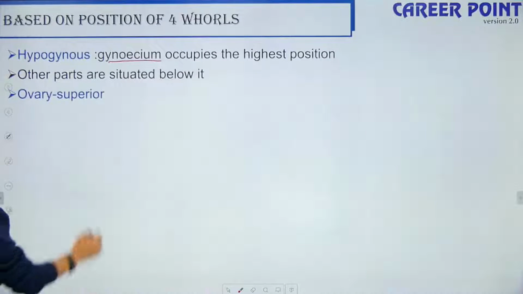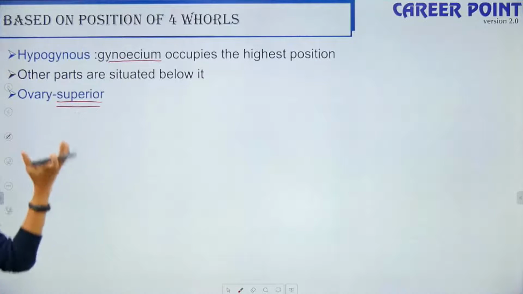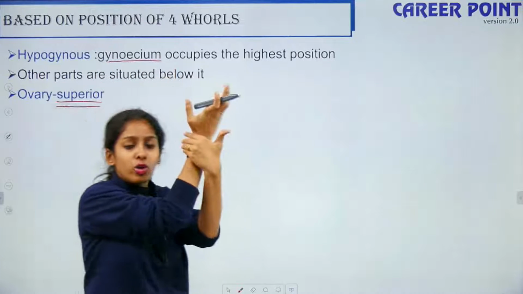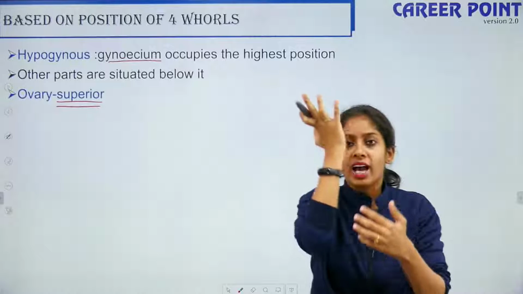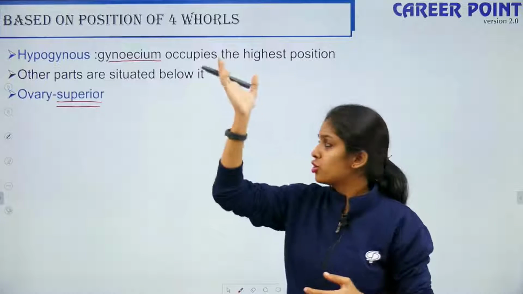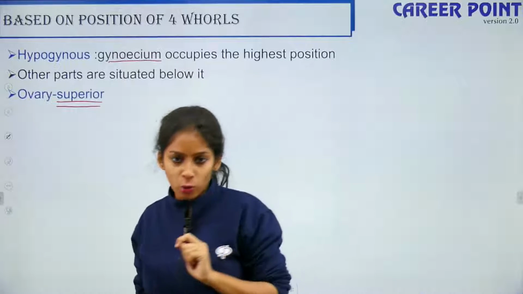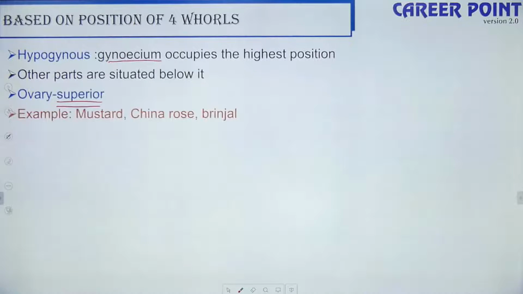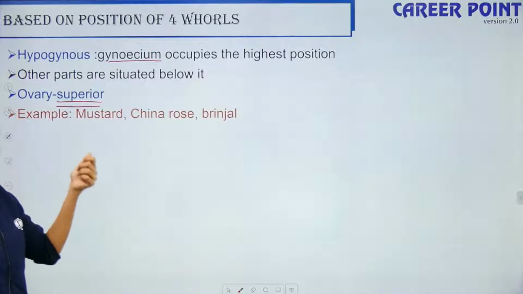Here the ovary is called superior because the gynoecium is above and all the floral whorls are below, surrounding it. Your gynoecium occupies the top position, so here your ovary is known as a superior ovary. Examples are mustard, China rose, brinjal.